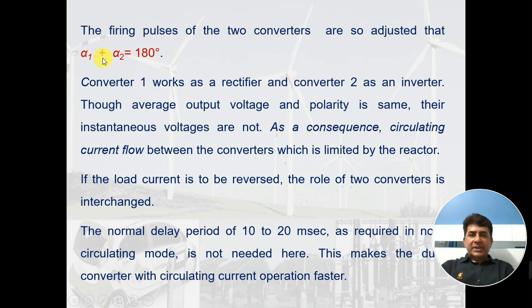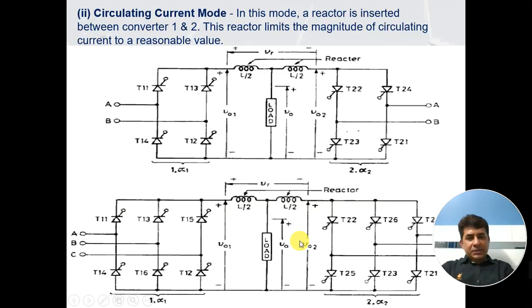The firing pulses are adjusted such that alpha 1 plus alpha 2 is equal to 180 degrees. Now here this delay period is not required. Suppose this converter is giving a positive voltage here, and the current is flowing from top to bottom, and let us say the firing is kept as 60 and this is as 120.